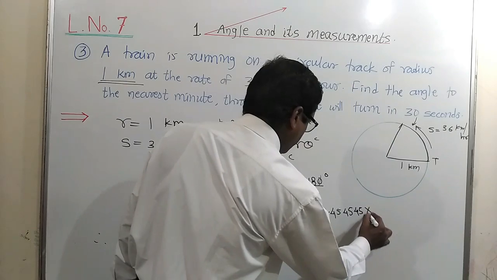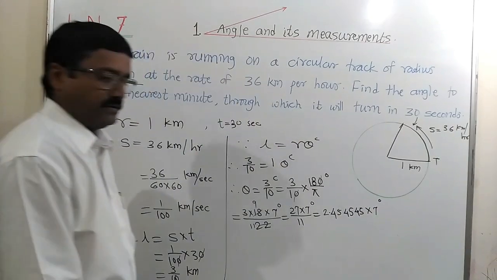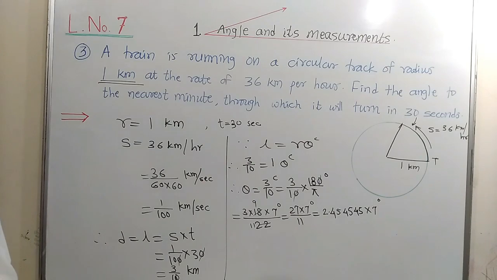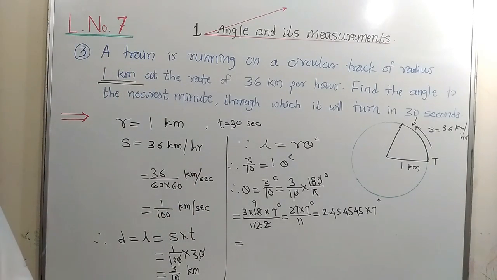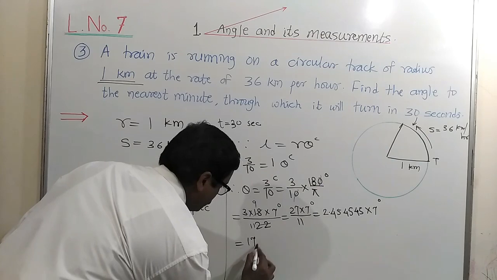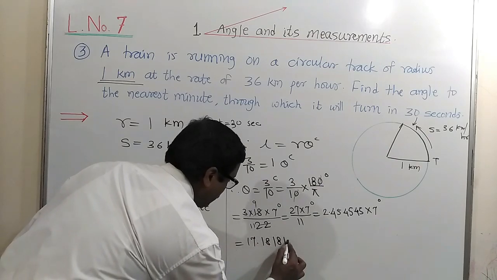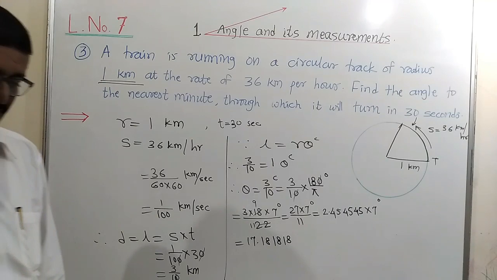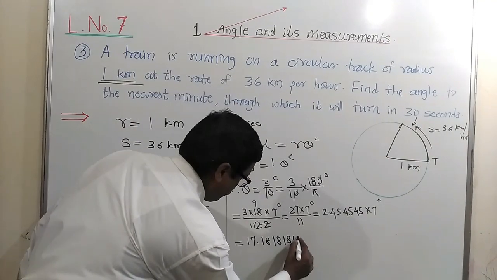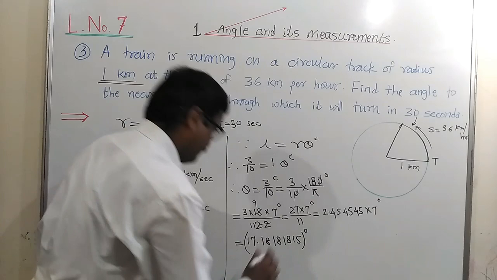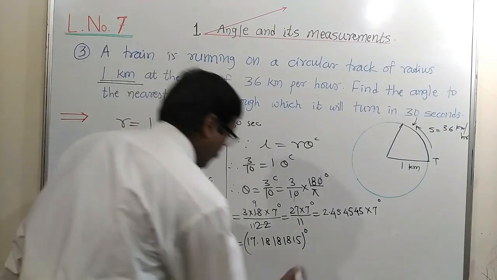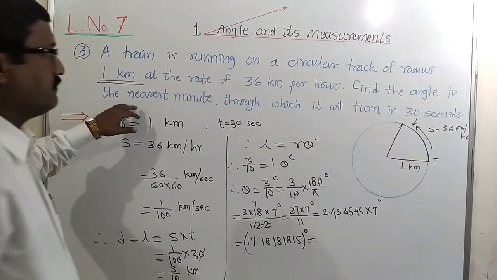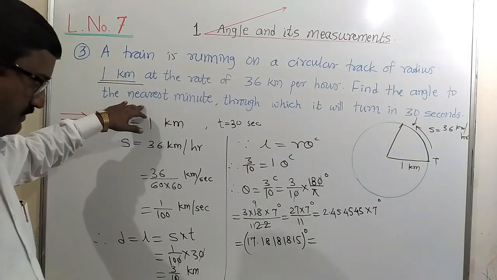2.4545 into 7 degree. It will be 2.454545 into 7 degree. Let us take the multiplication. This will be 17.18 approximately, so this will be 17.18181815 degree. Now you have to convert the angle to the nearest minute.